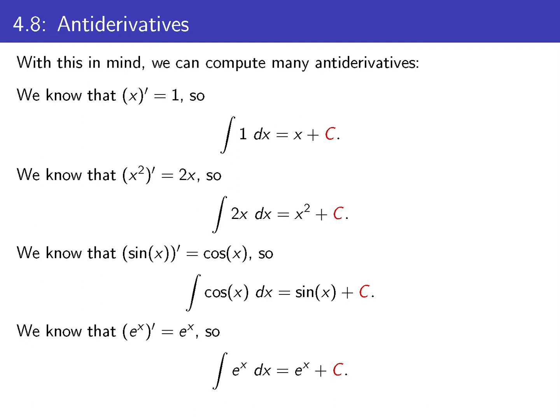For example, we know that the derivative of x is 1. So the indefinite integral of 1 with respect to x is just equal to x plus a constant. Similarly, since the derivative of x squared is 2x, we know that the integral of 2x dx is just x squared plus a constant. The derivative of sine of x is cosine of x, so the collection of antiderivatives of cosine of x is just sine of x plus a constant. If you know the derivative of something, you know its antiderivative. e to the x is its own derivative, so the integral of e to the x dx is just e to the x plus a constant.